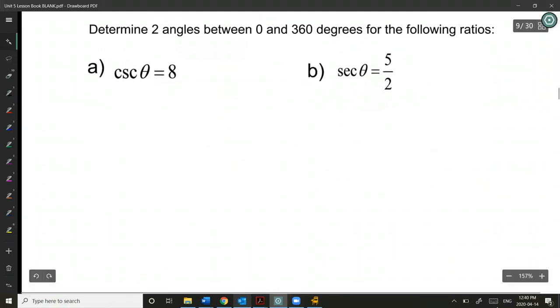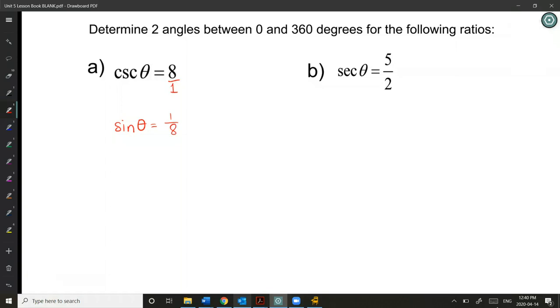So we're going to also expand on some previous work that we've done in finding 2 angles that have specific ratios, but this time with reciprocal ratios. So we're going to use the CAST rule in this, and we're also going to need to know which primary trig ratios are the reciprocals of the secondary or reciprocal ratios. So if cosecant is 8 over, remember, any denominator of a regular number is equal to 1, that means that sine, its reciprocal, is actually equal to 1 over 8. These are reciprocals of one another.